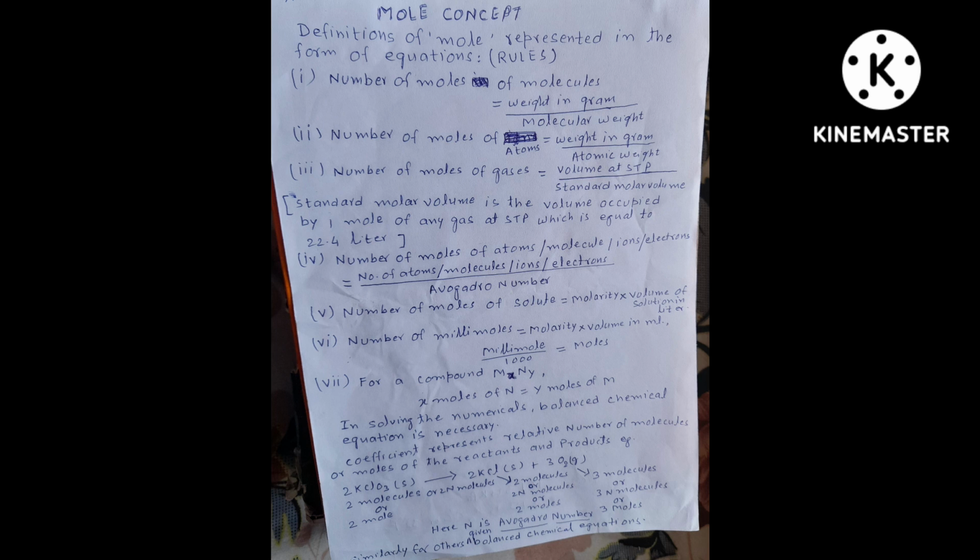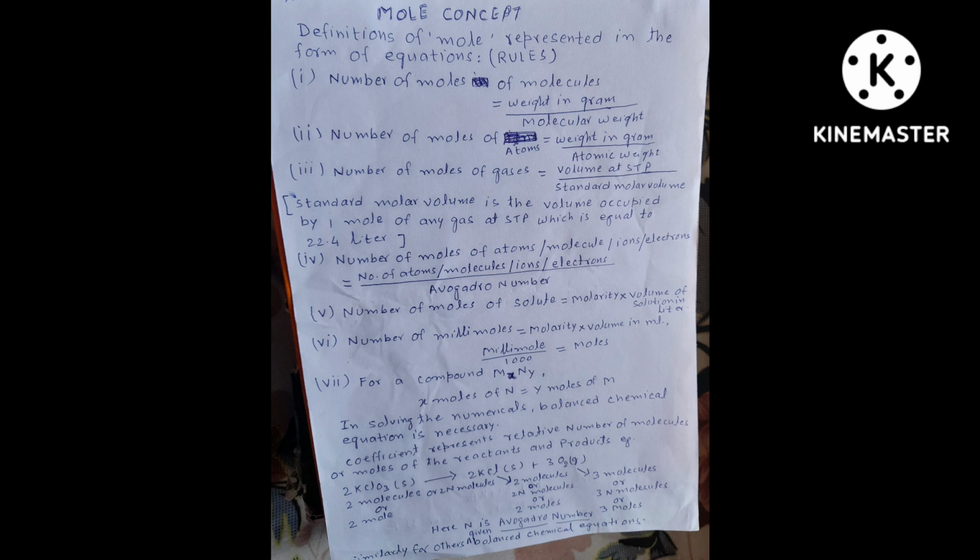Then 2KClO3 is called the reactant, and what you are getting is called the products. Here 2KCl and 3O2 are the products. Now, in 2KClO3, what does 2 mean? 2 means 2 molecules.